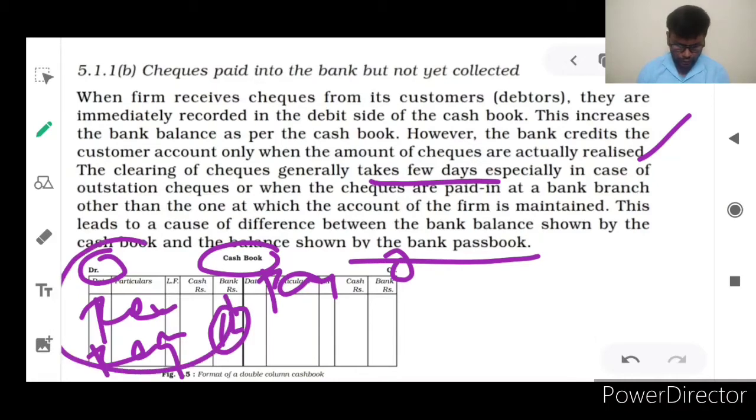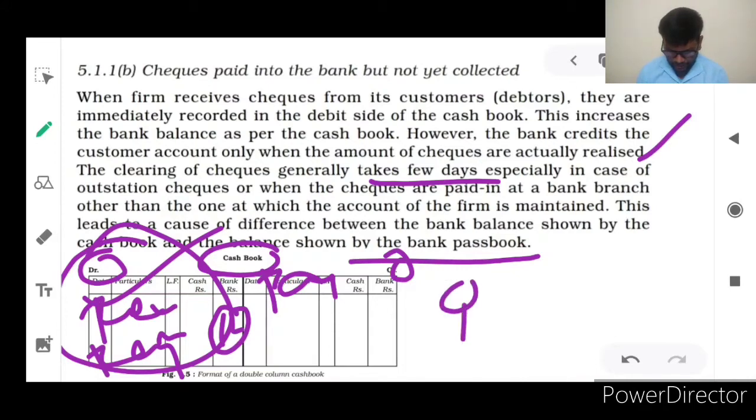As soon as you receive the check from your debtors, you will enter it in your cash book debit side, which is called the receipt side. But it will take nearly 3 days for collection. After 3 days only, that 1 lakh rupees will be debited in his bank account and credited into our bank account. When it is credited, our passbook will show the exact amount you have entered in your cash book bank column, isn't it?